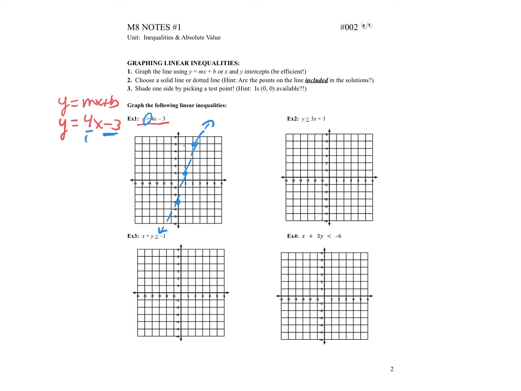I'm just double checking myself. And it's a positive slope, so we're heading up the mountain. Okay, now we're going to test out a point. So I'm going to test the point (0, 0). That's my test point, and you want to see if it's true or false.